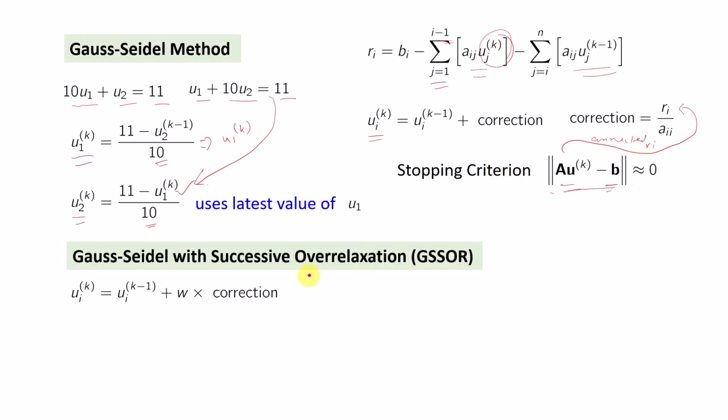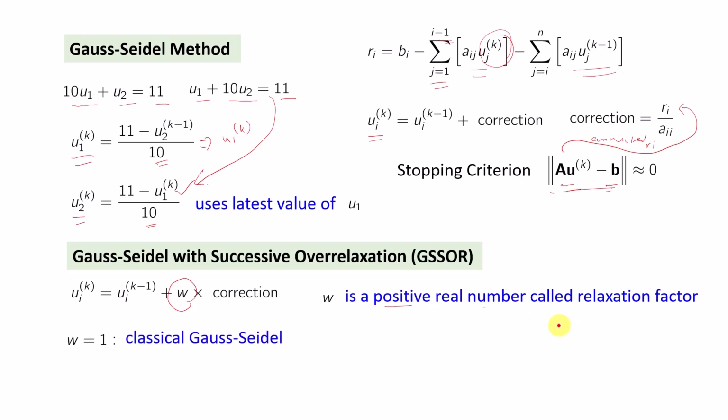Now we come to successive over-relaxation, and in this case we introduce a weight factor. This is a positive real number, which we call the relaxation factor. If this weight is 1, then it doesn't make any change in Gauss-Seidel, it is just the classical method. If it is greater than 1, we call it over-relaxation. If it is less than 1, this is under-relaxation. When it is greater than 1, we are adding more correction. When it is less than 1, we are reducing the correction suggested by Gauss-Seidel.